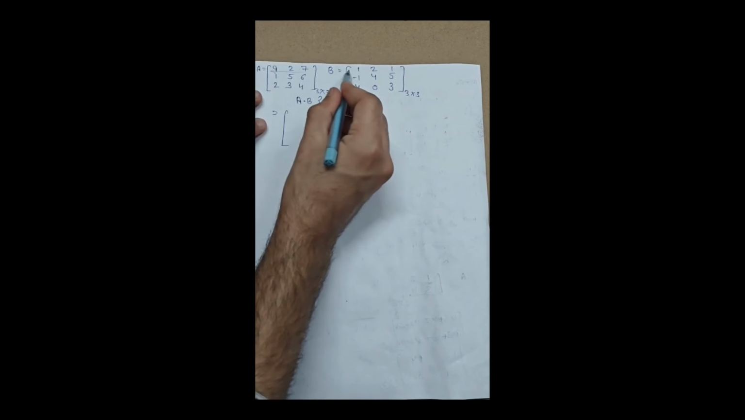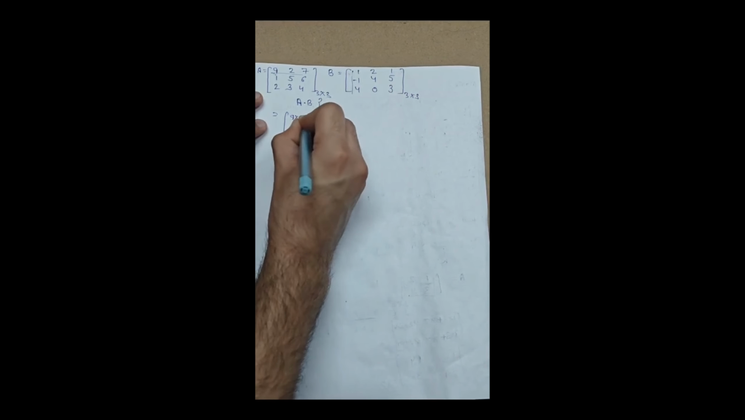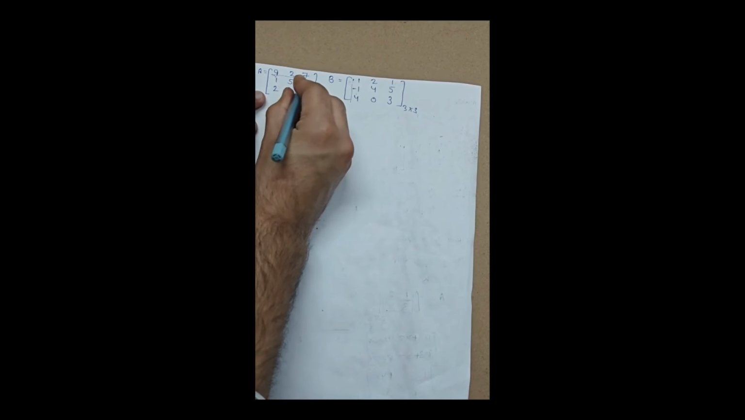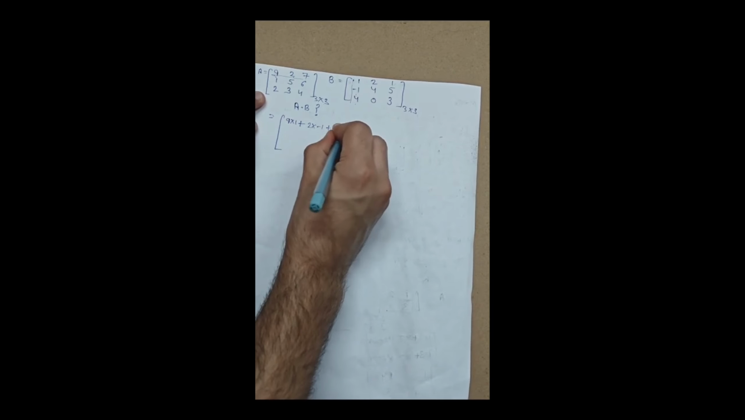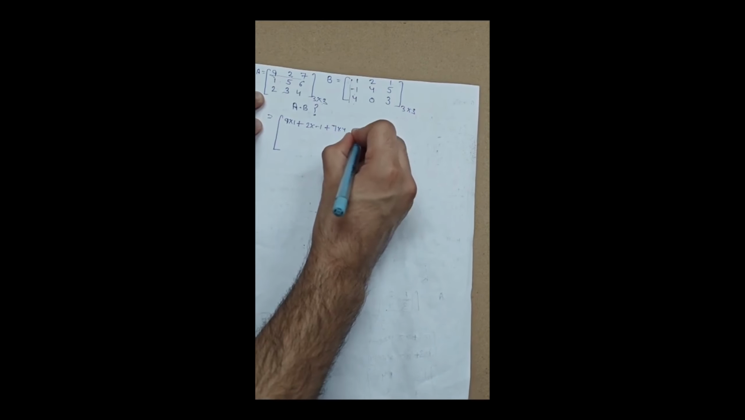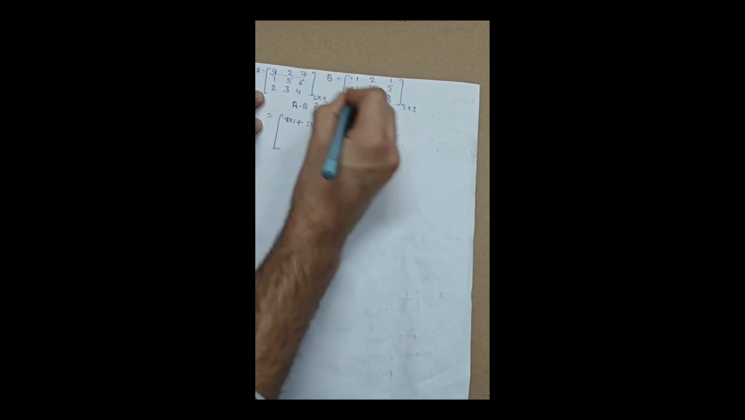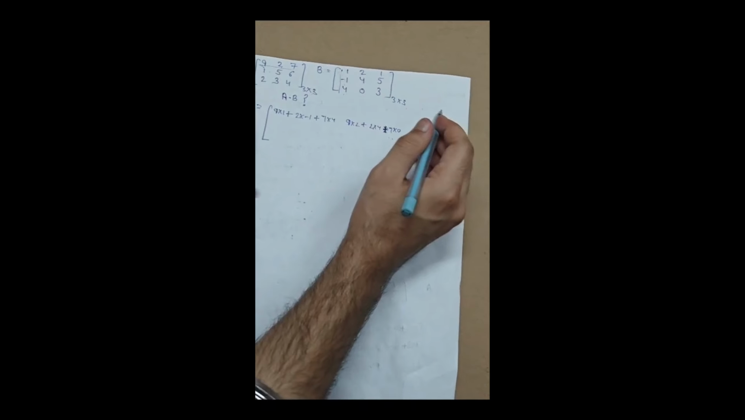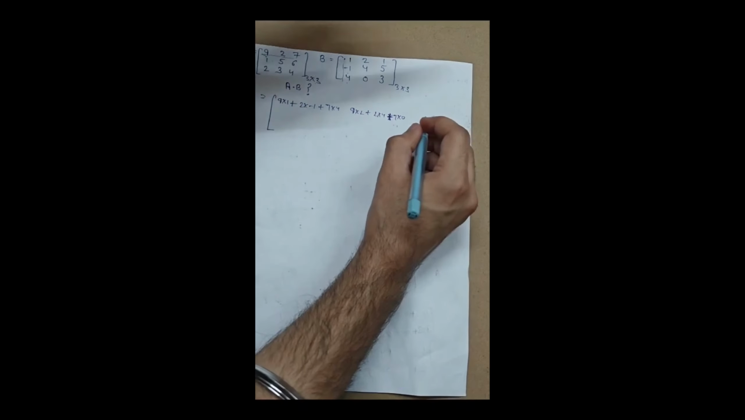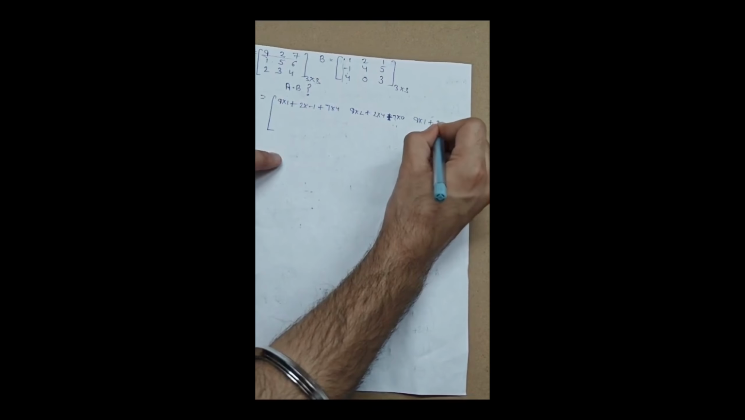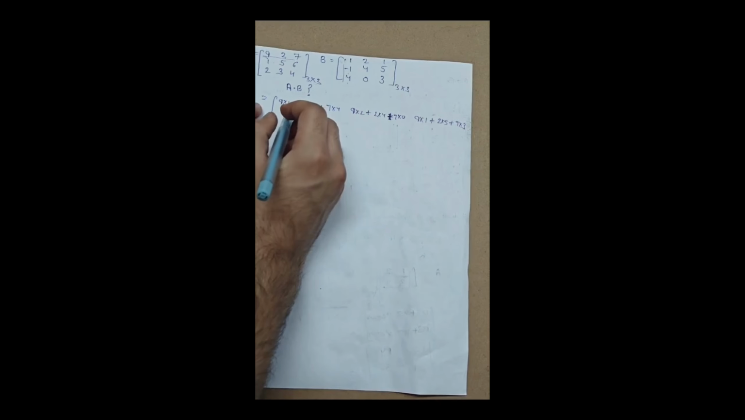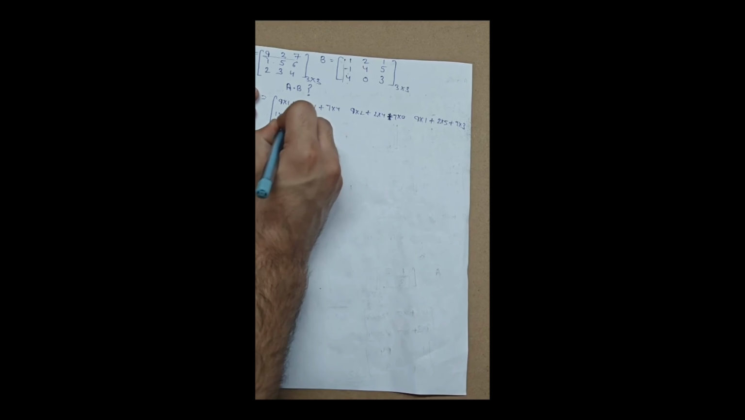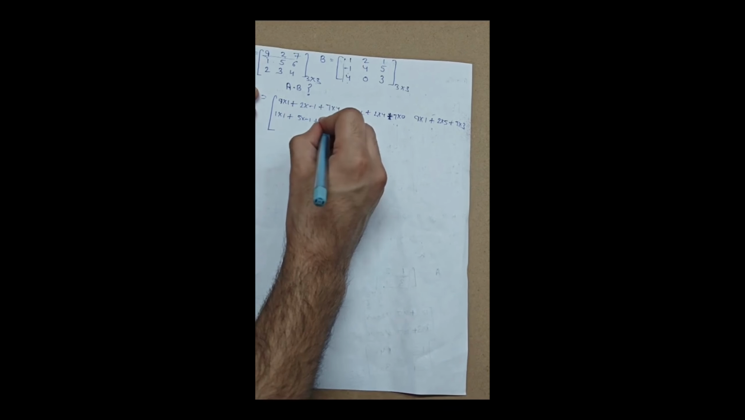First row, first column: 9 into 1 plus, because we operate the same row and same column, the plus symbol will come, 2 into -1, then 7 into 4. Then first row, second column: 9 into 2 plus 2 into 4 plus 7 into 0. Now first row and third column: 9 into 1 plus 2 into 5 plus 7 into 3. Now coming to the second row, we will multiply below: 1 into 1 plus 5 into -1 plus 6 into 4.